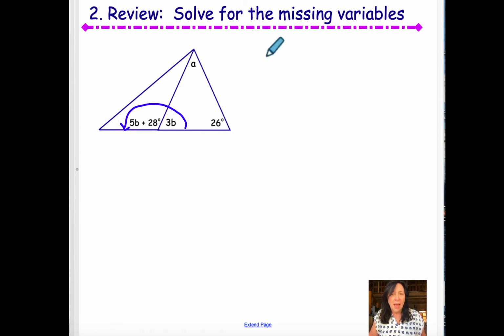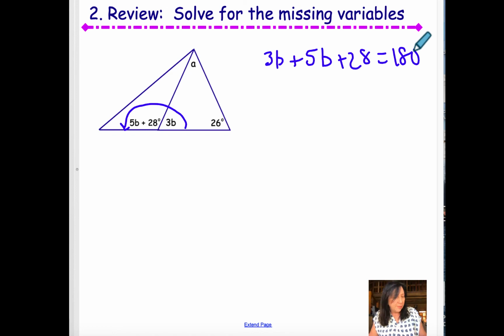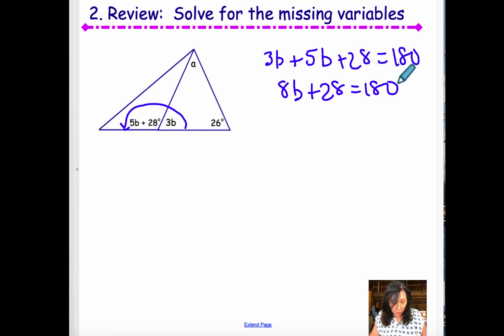So meaning I can say right off the bat, 3b plus 5b plus 28 is equal to 180 degrees. And yes, I'm going to get my calculator out here. I have 5b plus 3b is 8b. And so that's plus 28 equals 180. So I'm going to go 180 subtract 28, and I get 152.